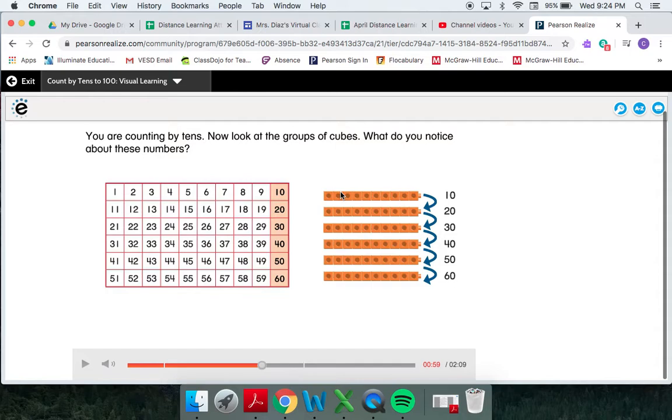If they do have to count, that's okay. Again, developmentally, it just means they're in a different place, but you want them to be able to count by 10 after that. They are the same as the colored numbers in the chart. How many cubes are there in each group? There are 10 cubes in each group. So every time you count a group, how many more cubes are you counting on?